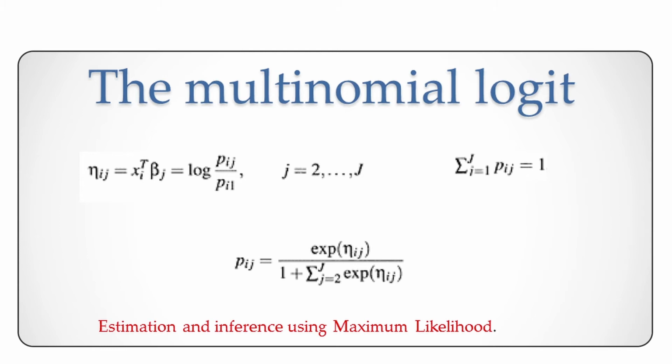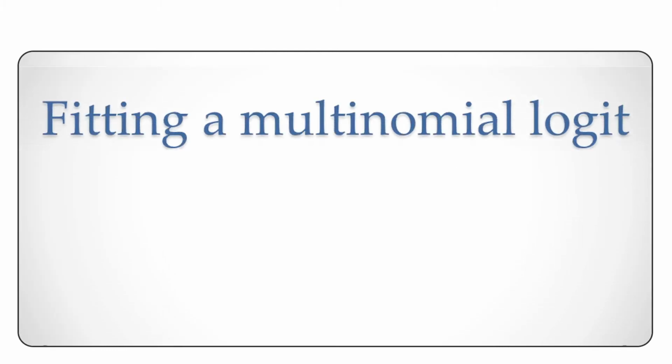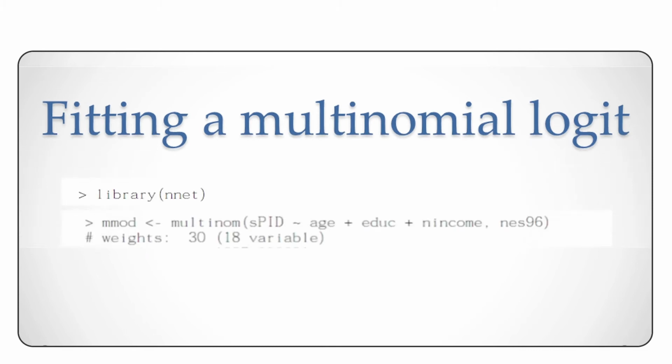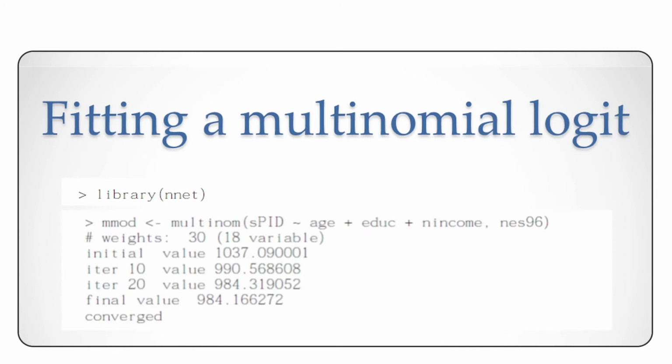To fit a multinomial logistic regression model in R, we need to call the library nnet. Note that nnet here stands for neural net, and the function multinom. So assuming here that we have an outcome variable, which here is denoted by SPID, the multinomial logit regression model is fitted using the command multinom, SPID tilde the variables age plus educ plus.